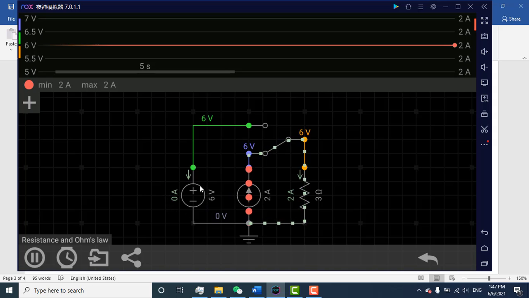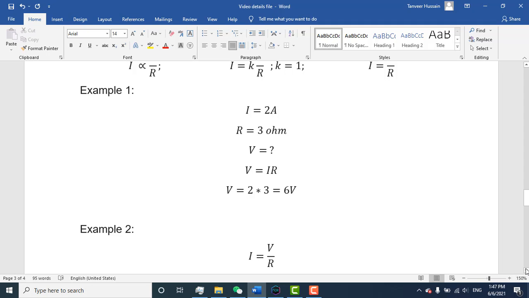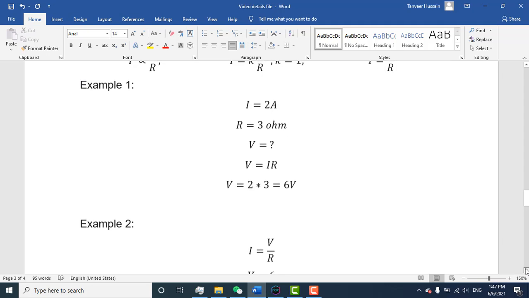Another source is the voltage source. Here you can see the voltage is 6 volt, but the current is 0. Why? Because you can see this loop is open. Any open terminal has infinite resistance. So if we put infinity in the formula, you can see why the current in the second loop is 0.